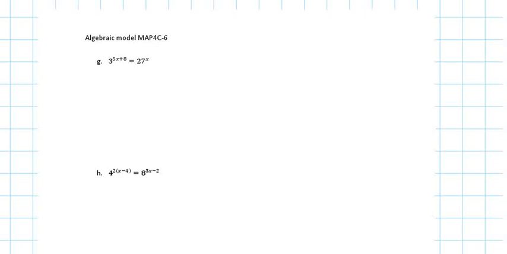So I have 3 to the power of 5x plus 8 equals 27 to the power of x. I'm solving for the exponent. What's the first thing I want to do? Make the bases the same. So my base here is 3. I can't change that. I have to change this to 3 to the power of what gives me 27?